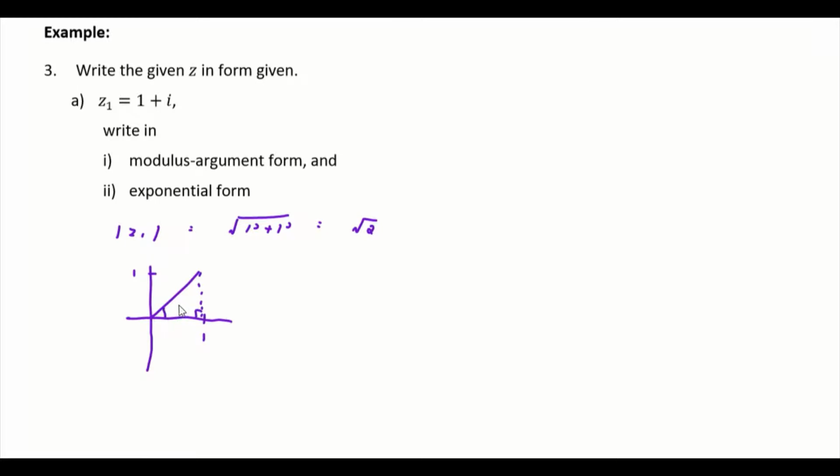All right, so this is our theta, which is our argument here. So our argument for Z1 will be equal to tan⁻¹ of 1 over 1, right? Then after you solve it, you will be able to get pi over 4. All right, so now let's try to write our answer.